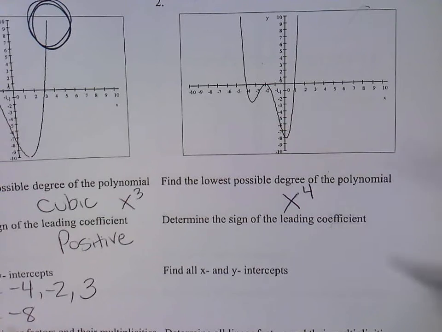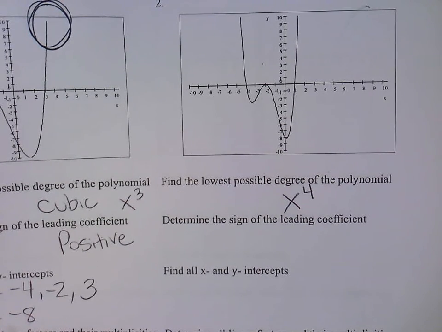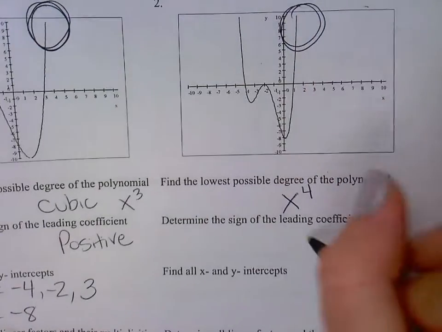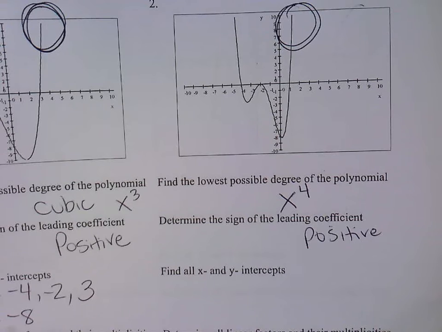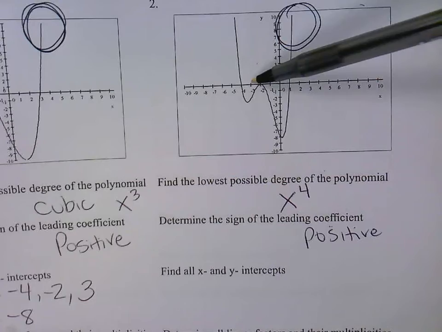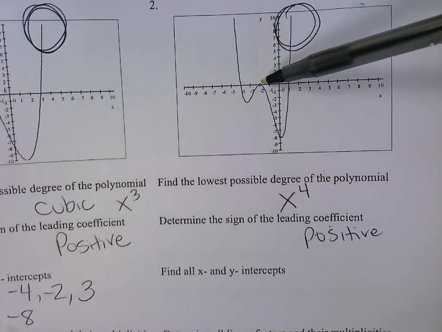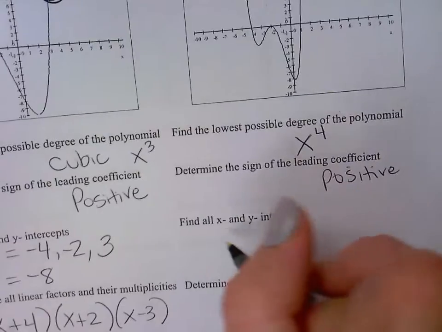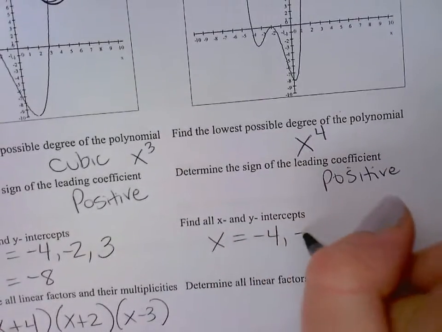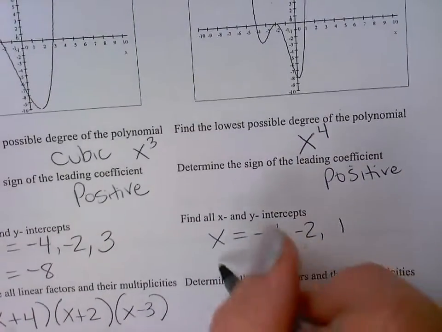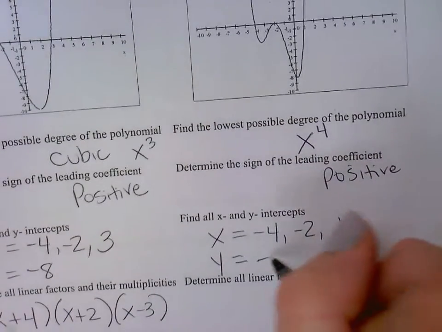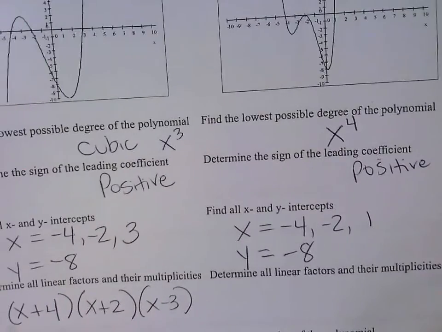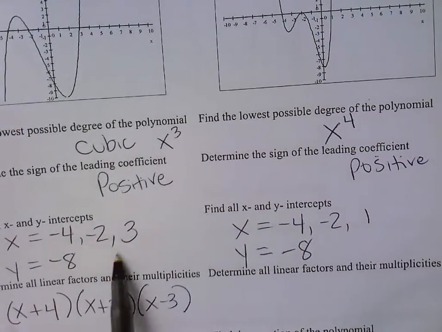All right, sign of the leading coefficient. And you know that because the right side is going up. So positive. All right, let's list all of the x and y intercepts. So this is at negative 1, 2, 3. So negative 4, negative 2, and positive 1. X, negative 4, negative 2, positive 1. And what's my y-intercept? Yeah, negative 8. So it shares a lot of things in common with our first example.